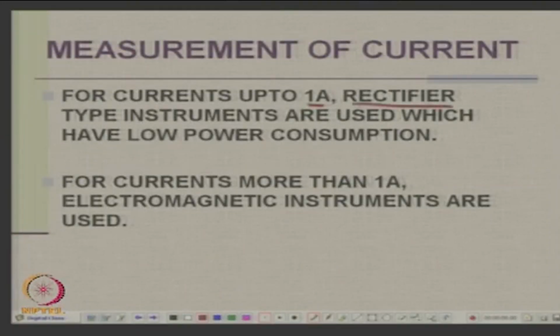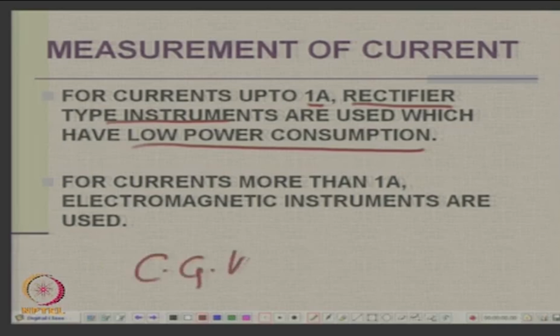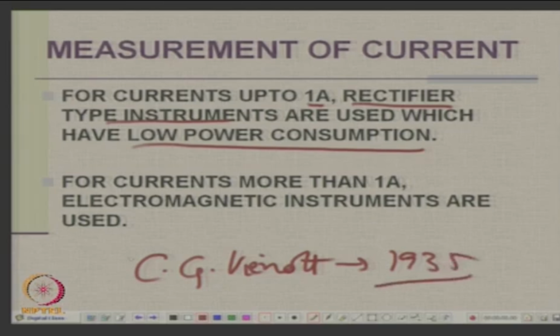Now, for currents up to 1 amp, of course, there are different types of meters, rectifier type, etc., with low power consumption. In fact, the problem appears to be perennial, because one of the earliest books, written by VNet in 1935, also deals with the same problems. But I think now we are better off because electronic instruments have come to our rescue, which have minimum loading on the system. At that time, even transistors were not known when this book was written.